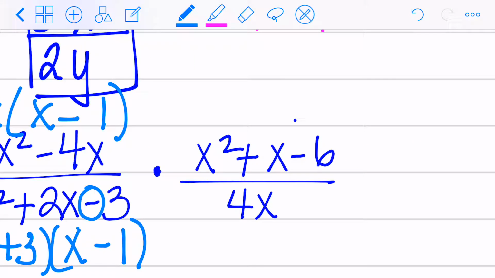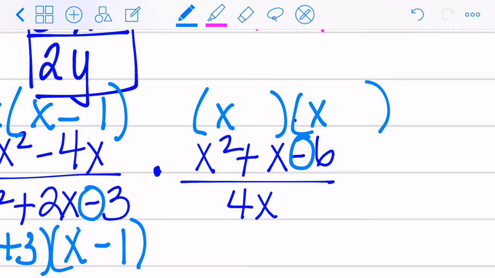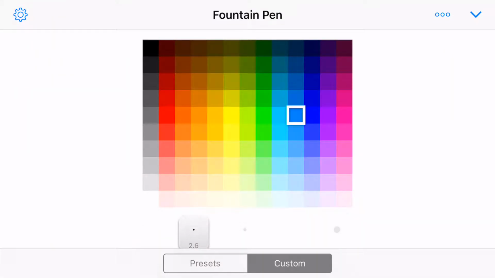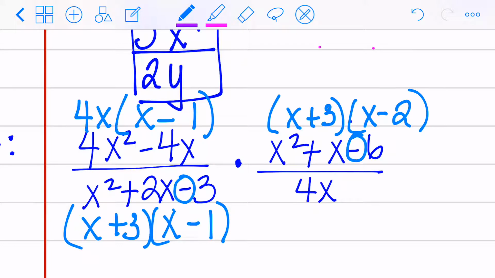And then over here we have, what are factors of 6 that are going to subtract to give us 1? Well, hopefully you would say, what is this? So 6 and 1, that would subtract, that would have to be positive 3 and a negative 2, because 3 times negative 2 gives us a negative 6, and 3 minus 2 gives us a positive 1.